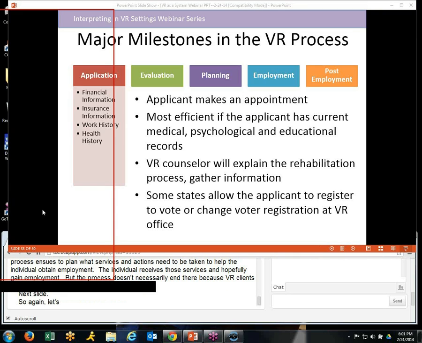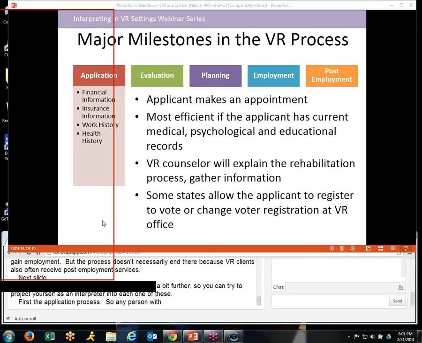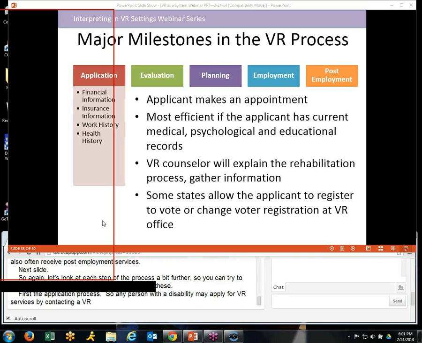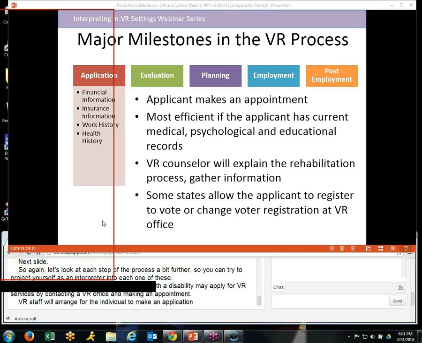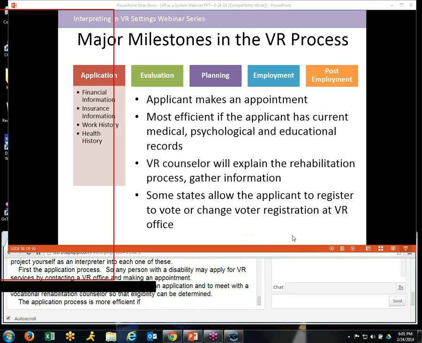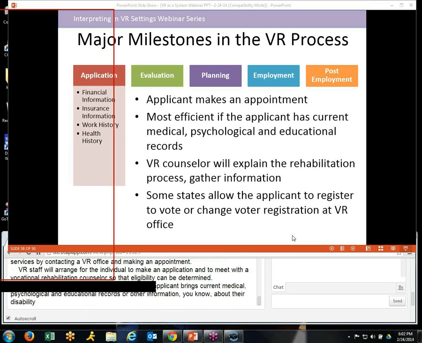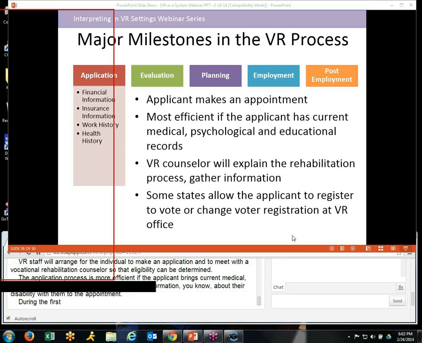So again, let's look at each step of the process a bit further so you can try to project yourself as an interpreter into each one of these. First, the application process. Any person with a disability may apply for VR services by contacting a VR office and making an appointment. VR staff will arrange for the individual to make an application and to meet with the vocational rehabilitation counselor so that eligibility can be determined. The application process is more efficient if the applicant brings current medical, psychological, and educational records or other information about their disability with them to the appointment. During the first interview, the counselor explains the rehabilitation process and gathers information about the applicant.